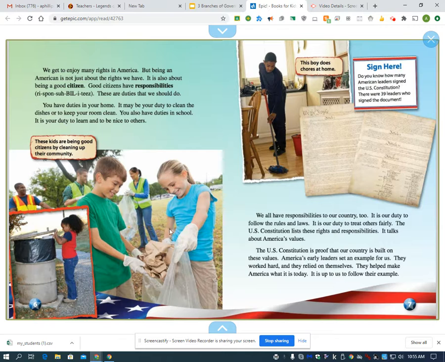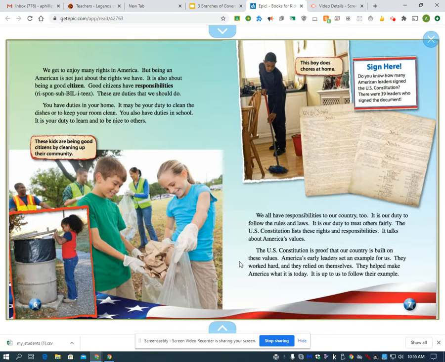It is our duty to follow the rules and laws. It is our duty to treat others fairly. The United States Constitution lists these rights and responsibilities. It talks about America's values. The U.S. Constitution is proof that our country is built on these values.